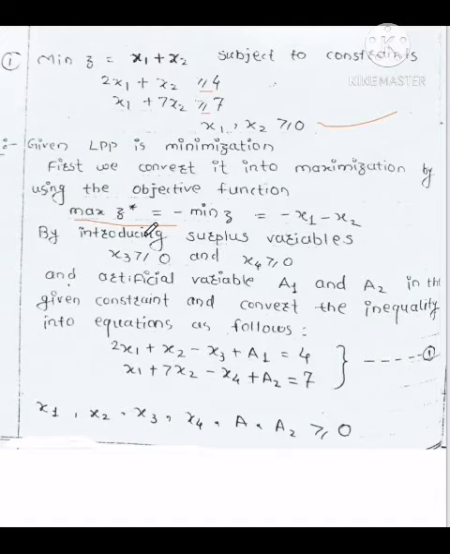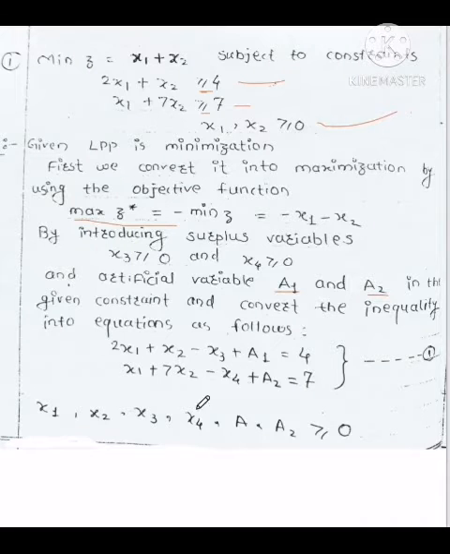Okay, now what is the next step? Now we will introduce surplus variables because there are greater than or equal to signs. This is a greater than or equal to sign and this is also a greater than or equal to sign. If there is a greater than or equal to sign, then we introduce a surplus variable as well as an artificial variable. So, introducing surplus variable x3 greater than or equal to 0 with artificial variable a1 for the first condition, then x4 greater than or equal to 0 with artificial variable a2 for the second condition.